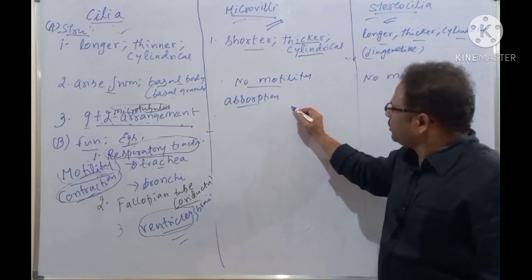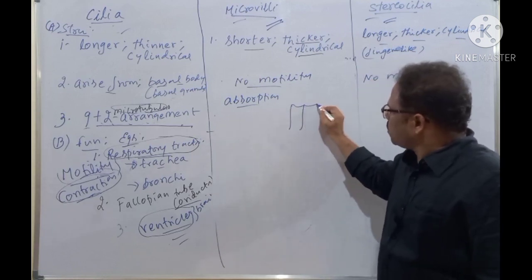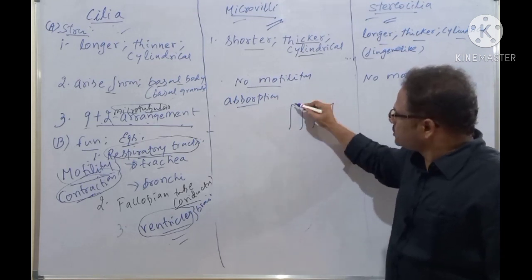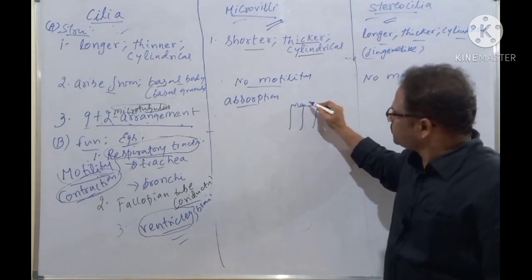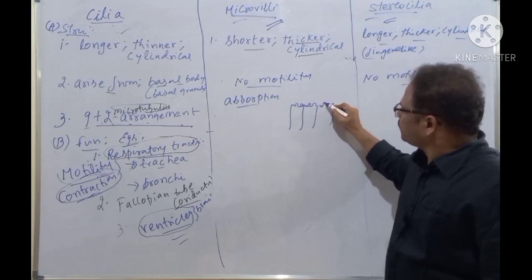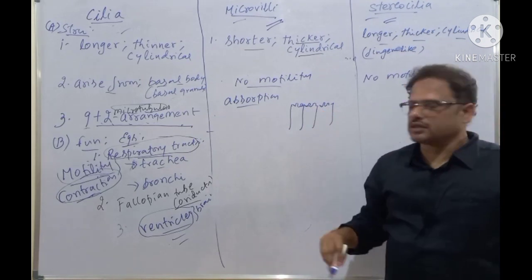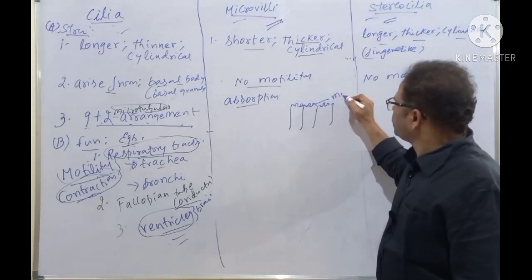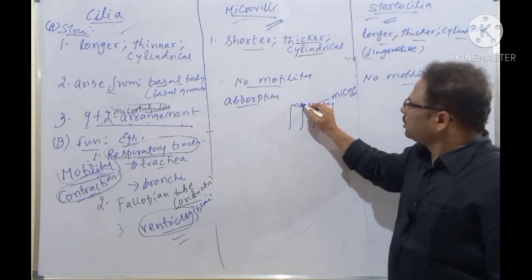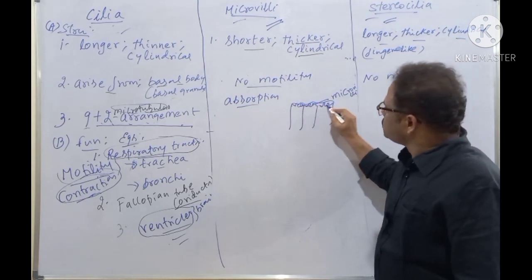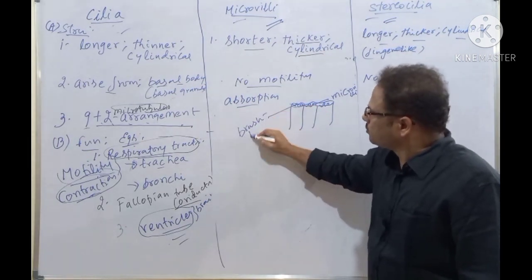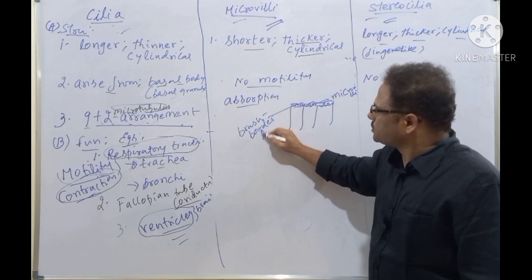So I told you already, these are the epithelial cells of the tissue. These are the extensions, protuberances, isn't it? Protuberances means extensions of the plasma membrane of the epithelial cells. These are the microvilli. And all these microvilli join to form the brush border surface.